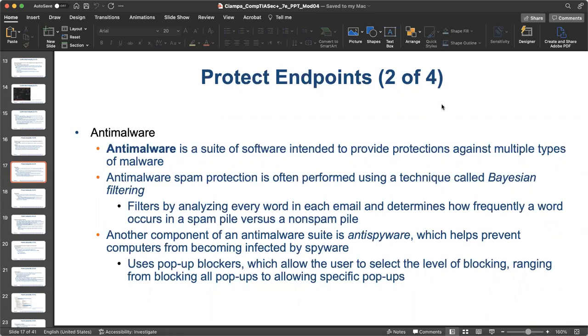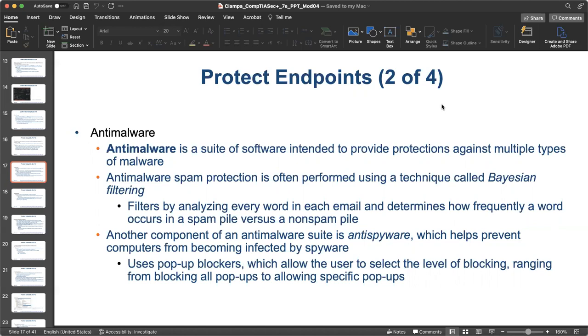Some anti-malware software protects against spam that has evaded the corporate email gateway, and they monitor emails for spam and other unwanted content at the same time. Anti-malware spam protection is often performed using a technique called Bayesian filtering. The software basically divides the email messages it has received into two piles, right? Spam and non-spam. The filter then analyzes every word in each email and determines how frequently a word occurs in the spam pile compared to the non-spam pile.